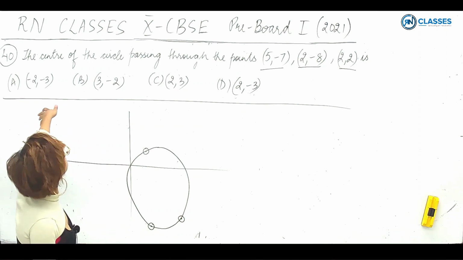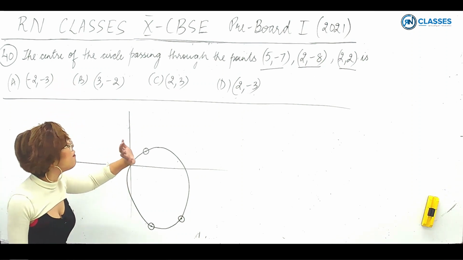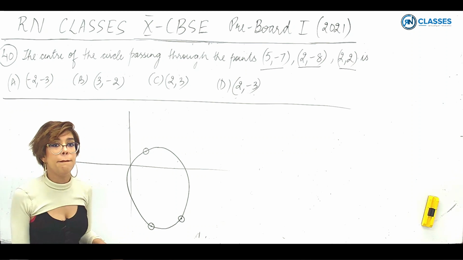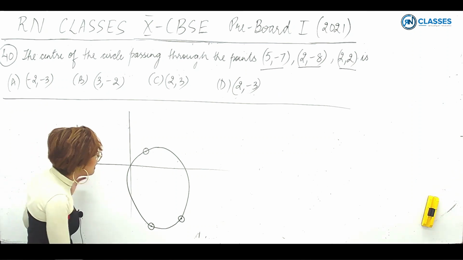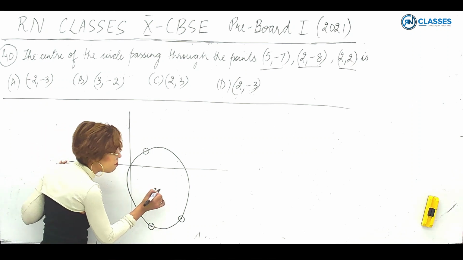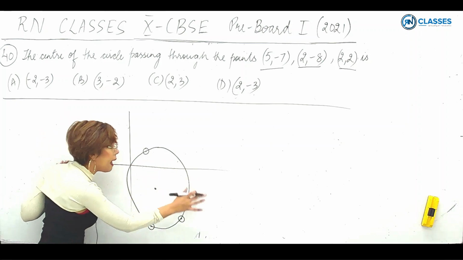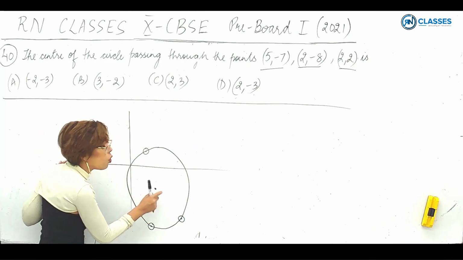Now, I need to talk about the center of the circle. Can you guess in which quadrant the center will lie? Now, obviously, the center would lie somewhere here, right? If you draw it a little more accurately, it will be here, right? As in the 4th quadrant.